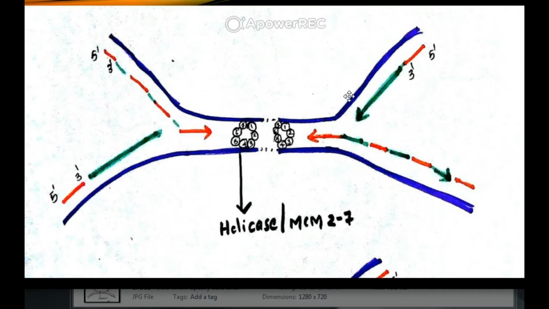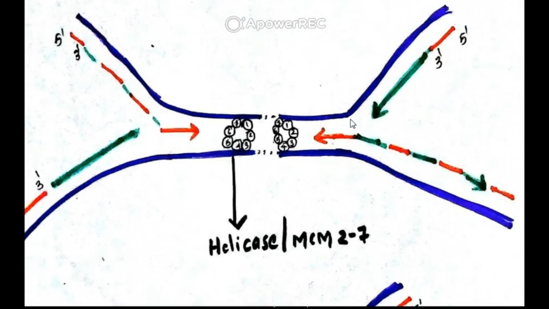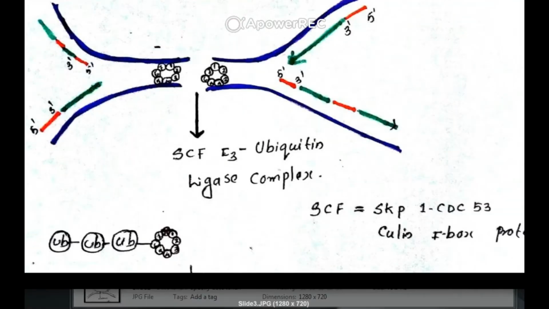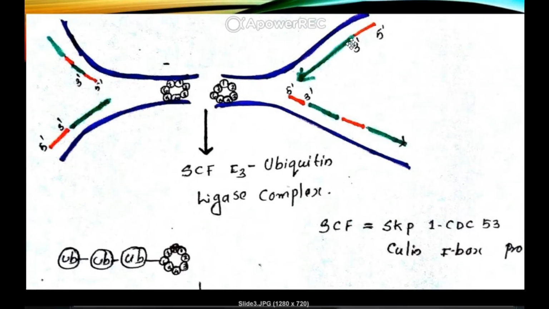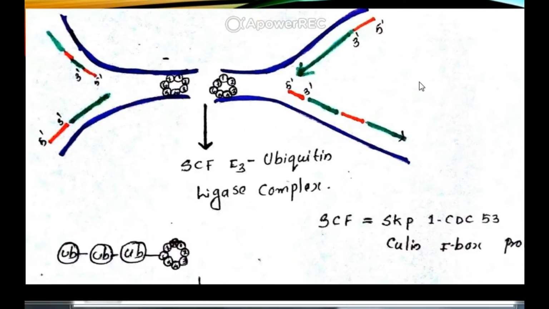Let's look at the upper right corner. It is in the 5' to 3' direction, and this is the leading strand. The upper right corner has a free 3' OH, a hydroxyl group, where the polymerase extends the nucleotides. That's why it is the leading strand.